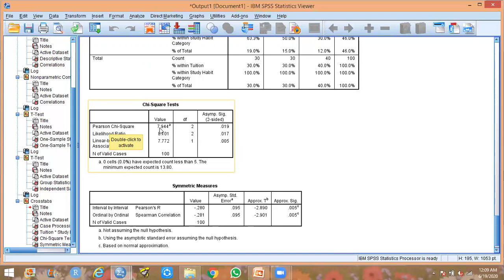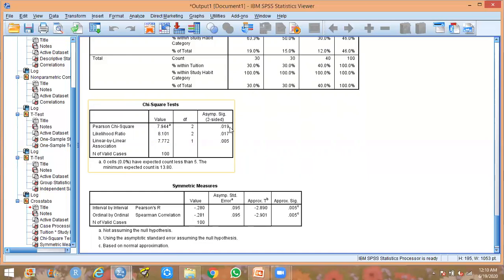The value is high, so there may be a chance to get a highly significant result. Now you can see the Pearson chi-square value is this, and the significance value is 0.019. Please try to understand again. This is less than 0.05. What is that 0.05? P value, probability value. What is that probability value? Once again, I am repeating: probability of rejecting your null hypothesis when the null hypothesis is true.